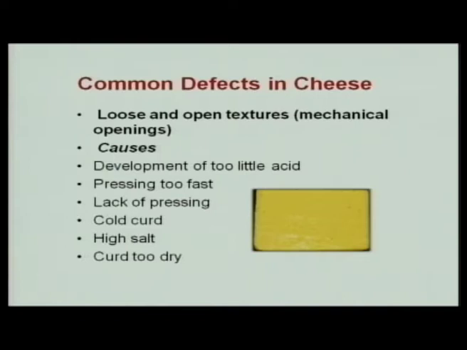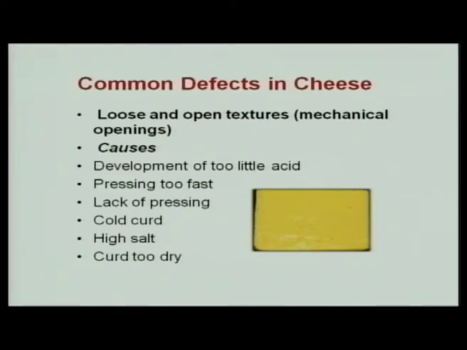Cheddar is supposed to have a closed texture, but mechanical problems, that is disturbance of the curd, or development of too little acid that allows the growth of undesirable bacteria, or pressing if it is not done properly, can cause it. Too fast processing can be avoided, or lack of pressing also results in the open texture. And cold curd during pressing, that is the right temperature, or when it is hot during cooking, it should be immediately drained and pressed. High salt will also lead to the inhibition of microbial growth, and the right quantity of salt should be ensured.